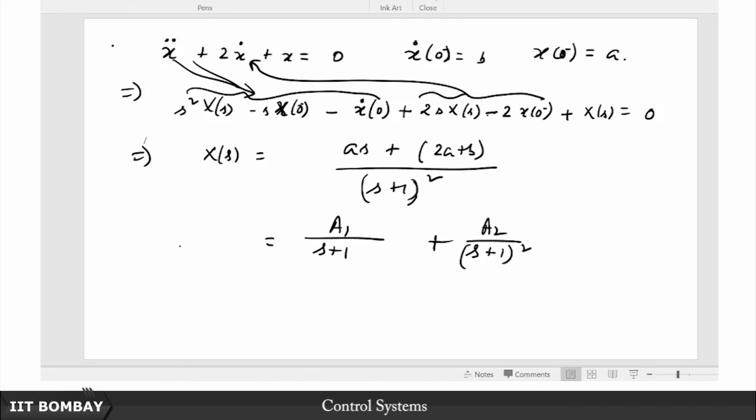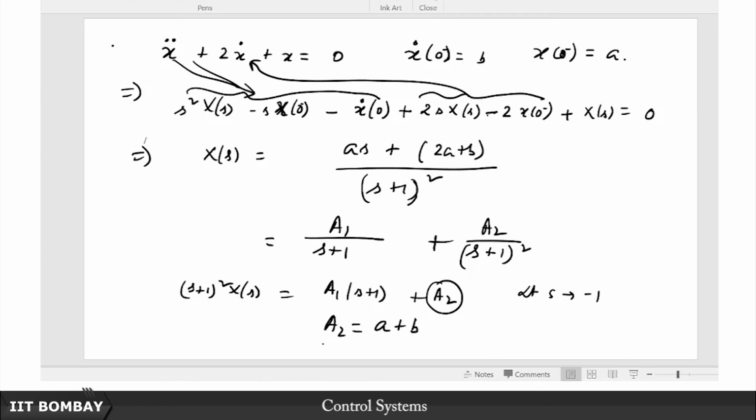But now it turns out that this technique I used earlier will only carry me so far, in the sense that if I multiply by s plus 1 squared on both sides, it is all well and good. So I get s plus 1 squared times x of s is equal to a1 times s plus 1 plus a2. So if I pass it through limit s tending to minus 1, I will be immediately able to solve for a2, right. So I will have a2 is equal to, so this is minus 1, so it is minus a, so it is a plus b, check that, alright.